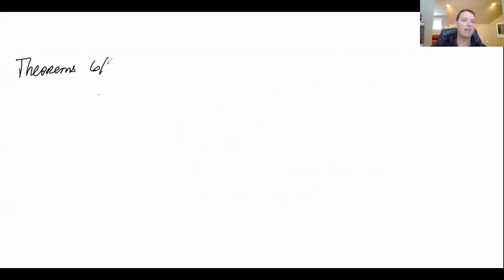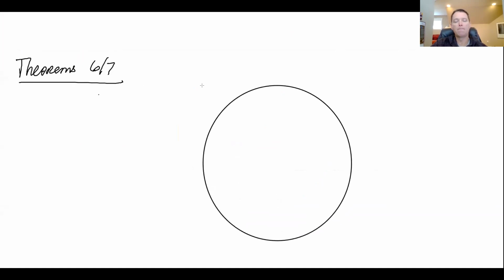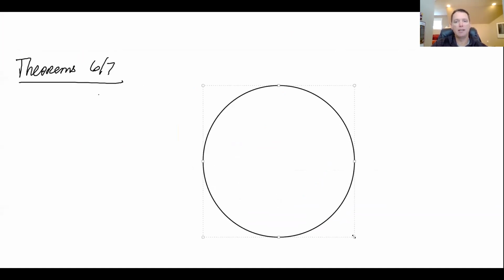So we're going to call this theorems 6 and 7. I'll draw a circle here. I'll put a center right there. And here's the idea. We have a diameter that passes through the center. That's the only way we know it's a diameter, that it passes through the center.